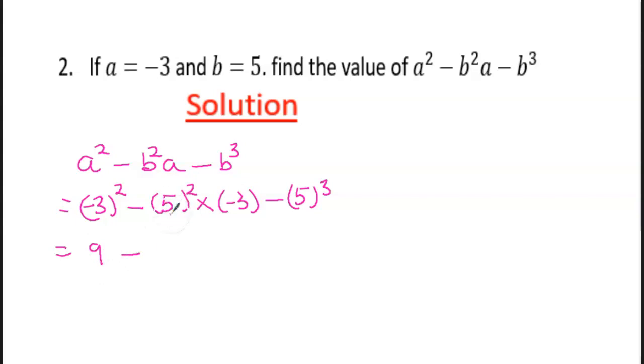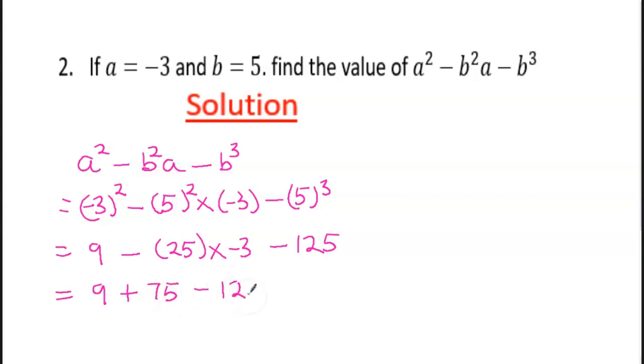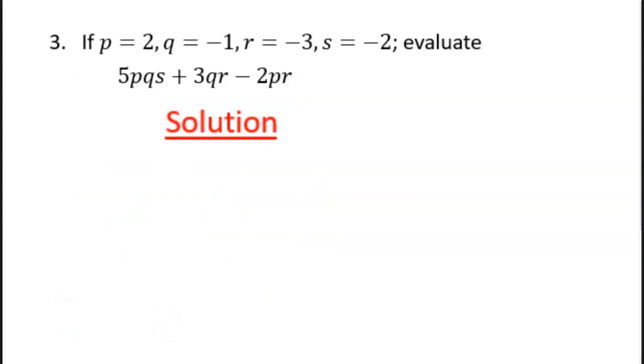Minus, let's simplify this first. So 5 squared is 25 times minus 3. 5 cubed is 125. Now minus 25 times minus 3, so we get 9 plus 75 minus 125. When we simplify, 9 plus 75 plus minus 125, then we are going to get minus 41. Minus 41.